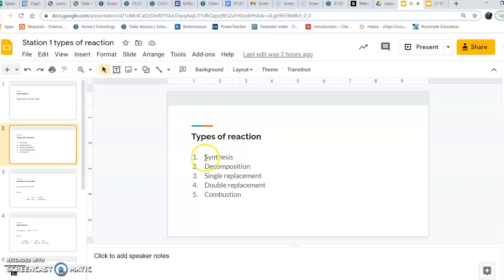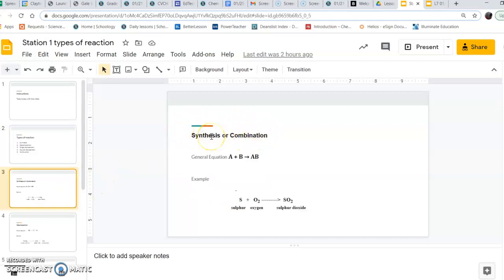Okay, so we're going to be looking at 5 types of reactions, which is synthesis, decomposition, single replacement, double replacement, and combustion. Okay, so synthesis, sometimes people call it a combination. It has a general equation of one chemical comes together and reacts with another chemical, and they bond together. We call them synthesis. So it's two things coming together. An example of this is sulfur that reacts with oxygen to form sulfur dioxide. So you can see those two things came together to form one single thing.